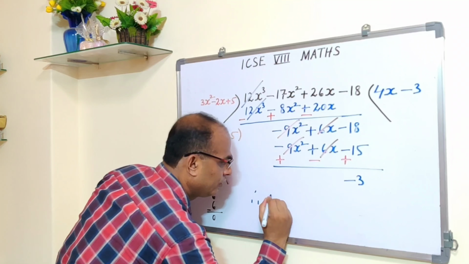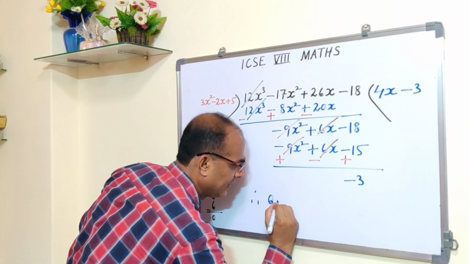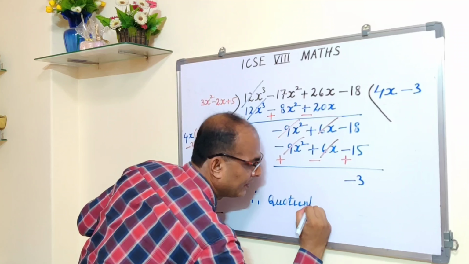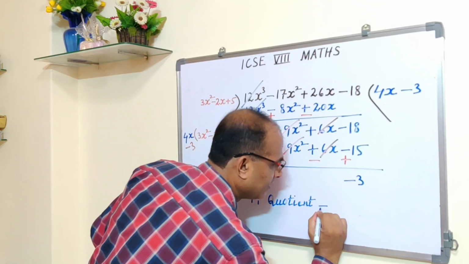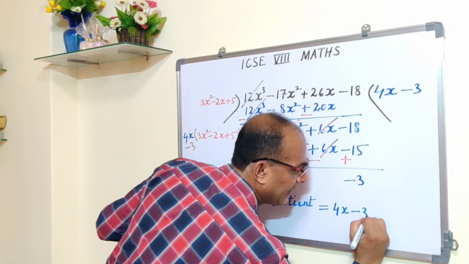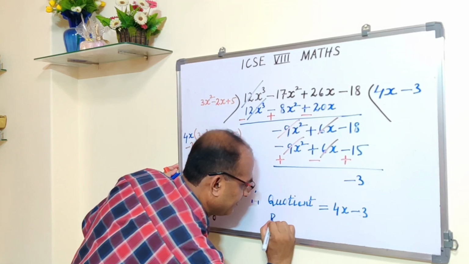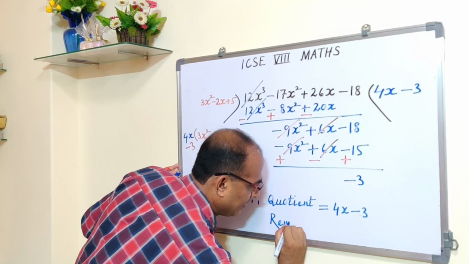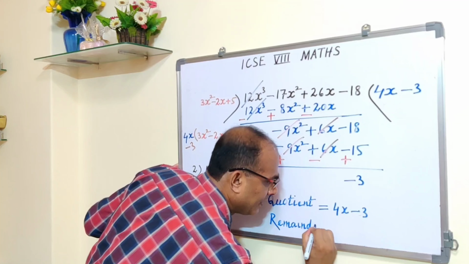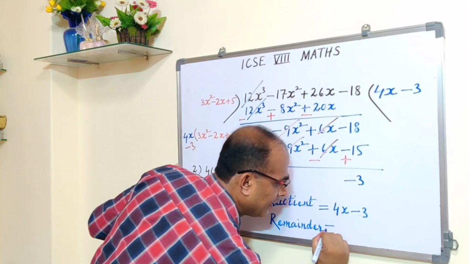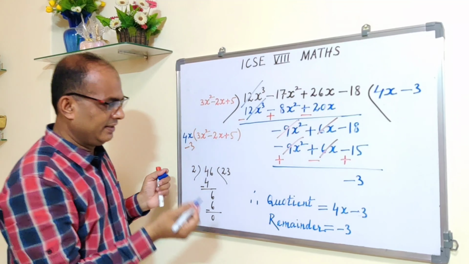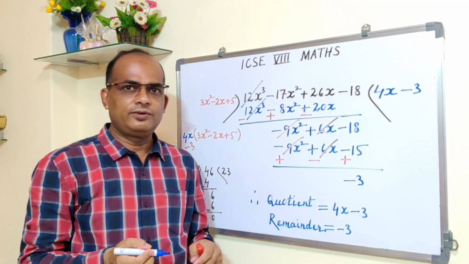therefore, quotient is equal to 4x minus 3, and remainder is equal to minus 3. This is your answer. Quotient is equal to 4x minus 3 and remainder is equal to minus 3.